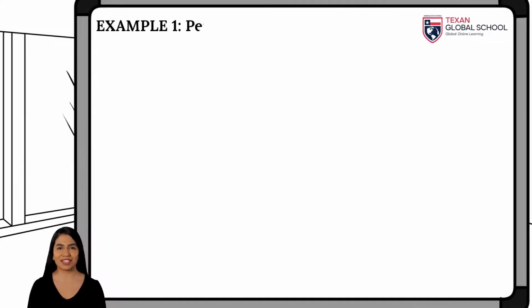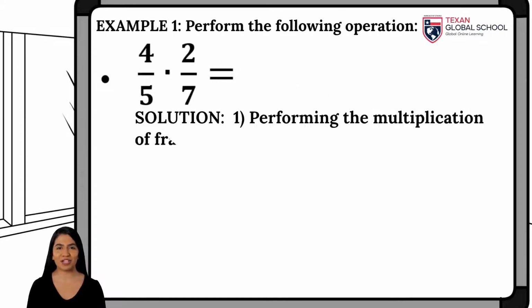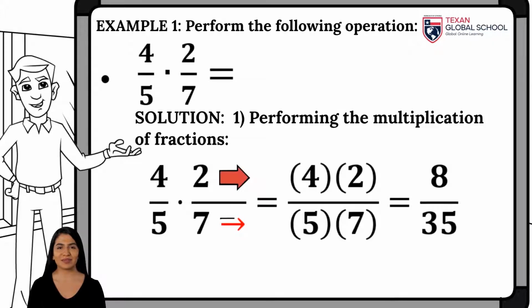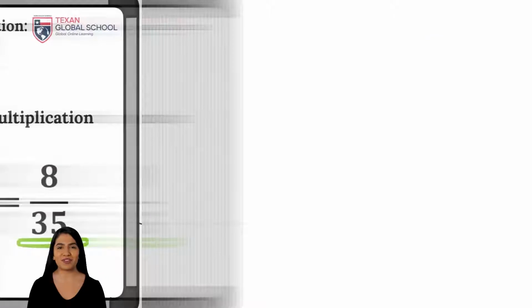Let's look at a first example. We will perform the operation of 4/5 by 2/7. We will then multiply numerators directly, that is 4 times 2. And then we will multiply denominators directly, 5 times 7. By making the products, we get 8/35.